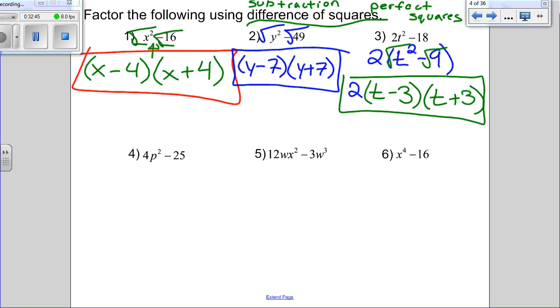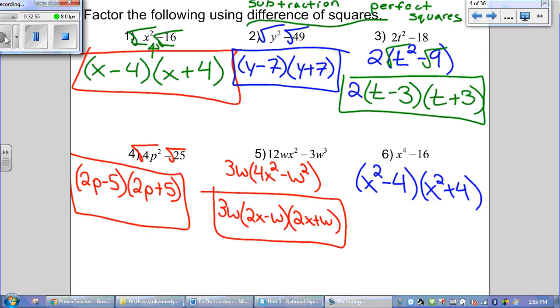Number 4. That one's a little different than anything we've seen because there's a number in front of the first thing. However, it's a perfect square number. The number 4 can be squared there. So this is a difference of squares right off the bat. You can square root both things. Square root of 4 is 2. Square root of p squared is p. Minus square root of 25 is 5. So my first set of brackets is 2p minus 5. Second set of brackets is just 2p plus 5.